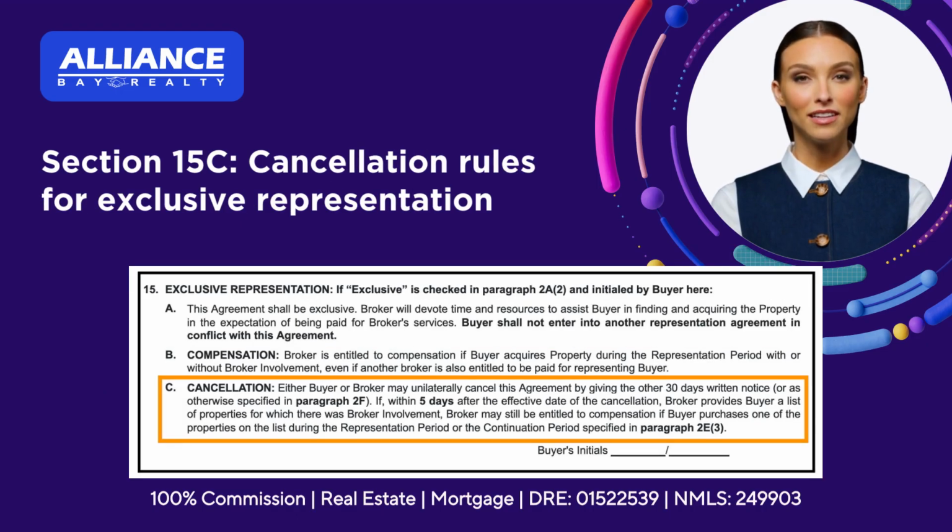Section 15C, Cancellation rules for exclusive representation. This paragraph explains: 1. Either party may cancel by giving 30 days written notice or as otherwise specified in paragraph 2F. 2. If within 5 days after cancellation becomes effective, the broker provides a list of broker-involved properties, Broker may still be entitled to compensation if the buyer purchases one of those properties during the representation period or the continuation period in Section 2E3.